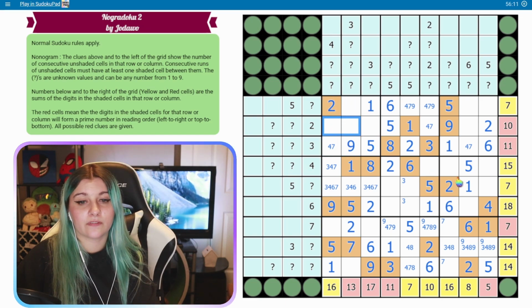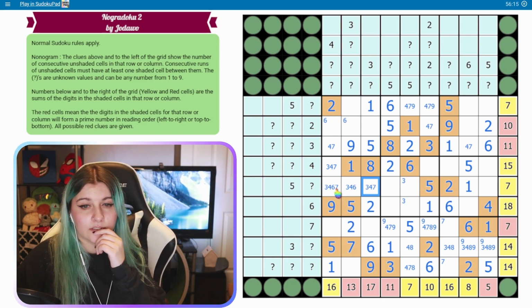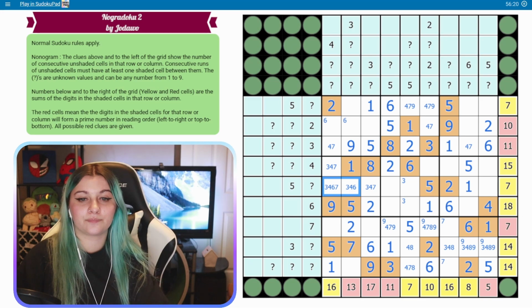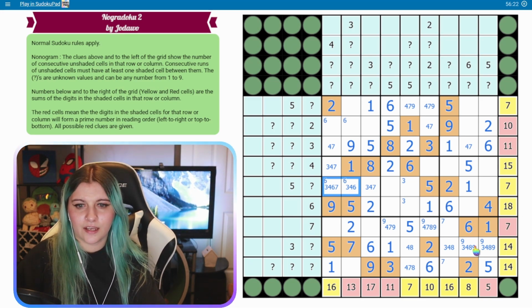6 will definitely be one of these. This can't be a 6 anymore. So 6 is one of these. I think that's as far as I get with 6s now. I'm gonna mark it like that.